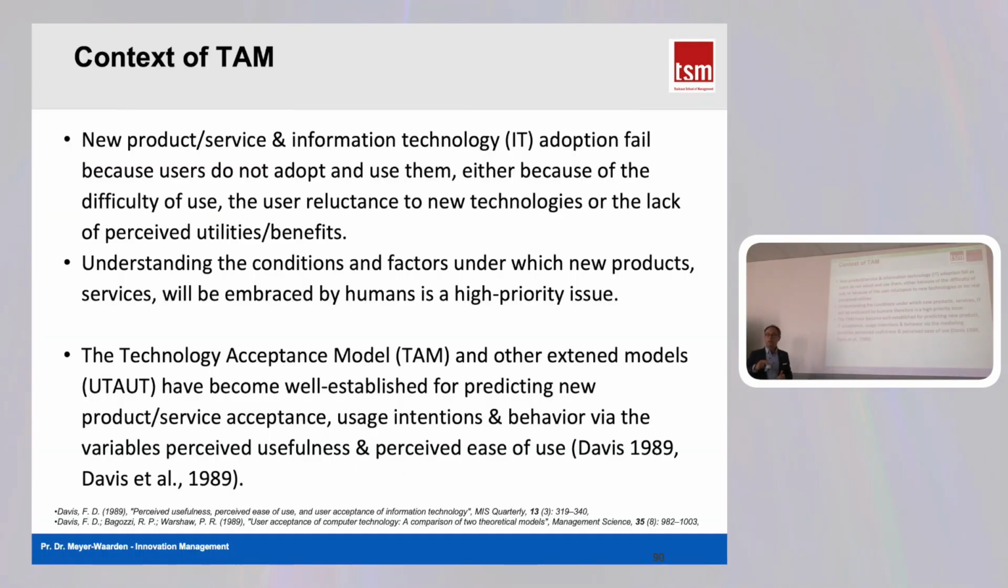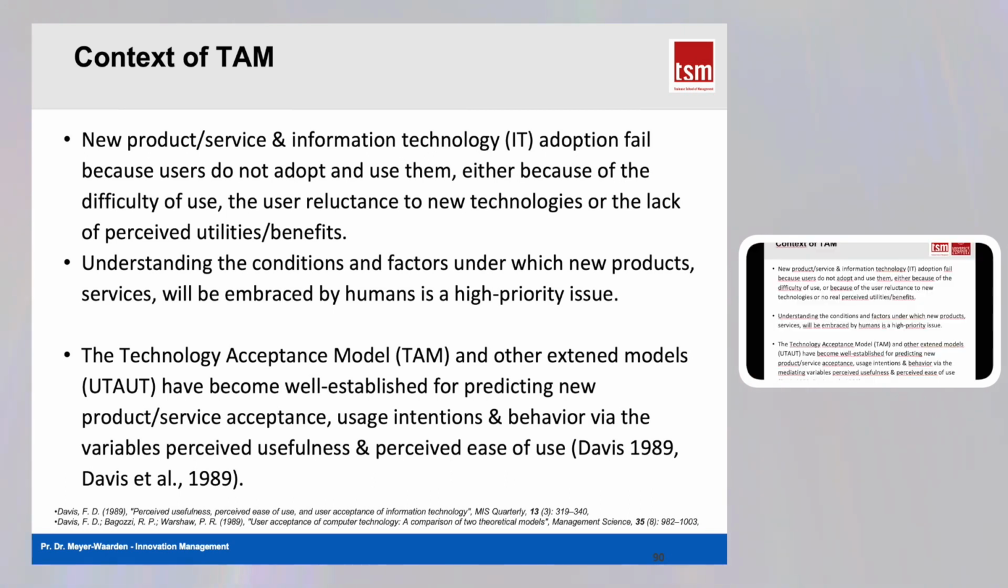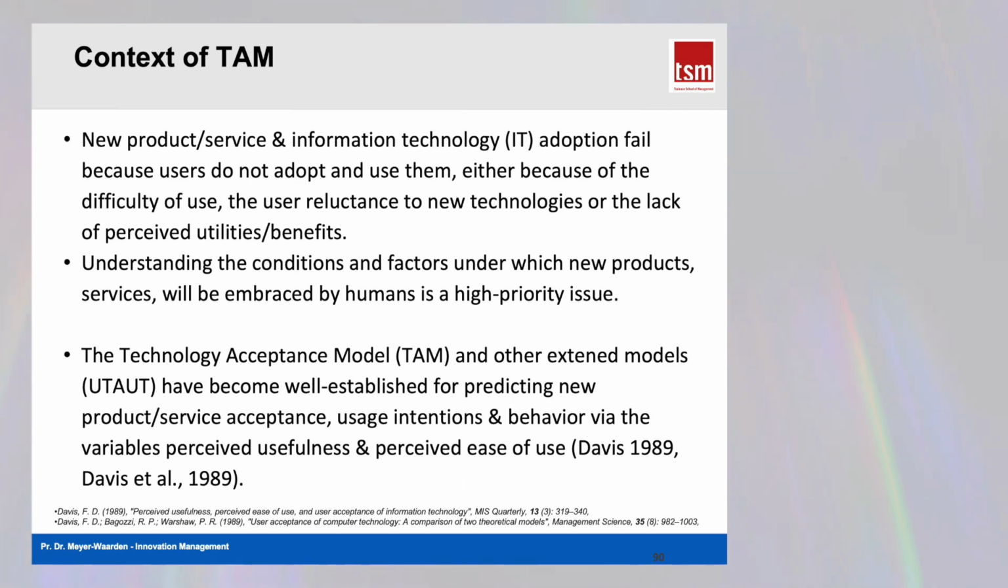New products and services or information technologies adoption fail because users do not adopt and use them, either because of the difficulty of use or because of the user reluctance to new technologies or no real perceived utilities and supplementary benefits. Thus, understanding the conditions and factors under which new tech products and services will be embraced by humans is a high priority issue. The technology acceptance models and other extended models have become well established for predicting new product service acceptance, usage intentions, behavior via mediating variables such as perceived usefulness, perceived ease of use.